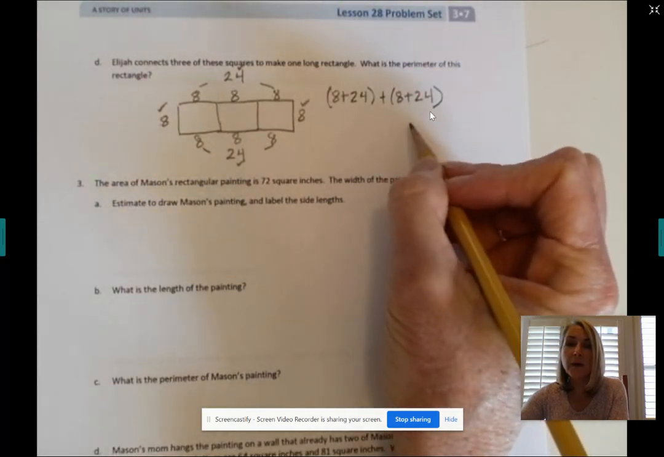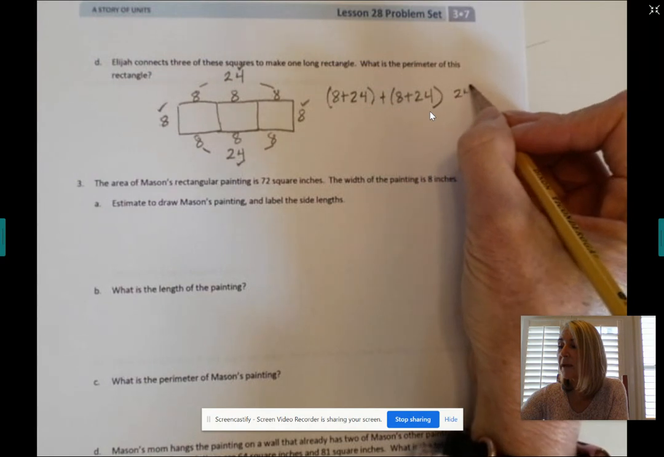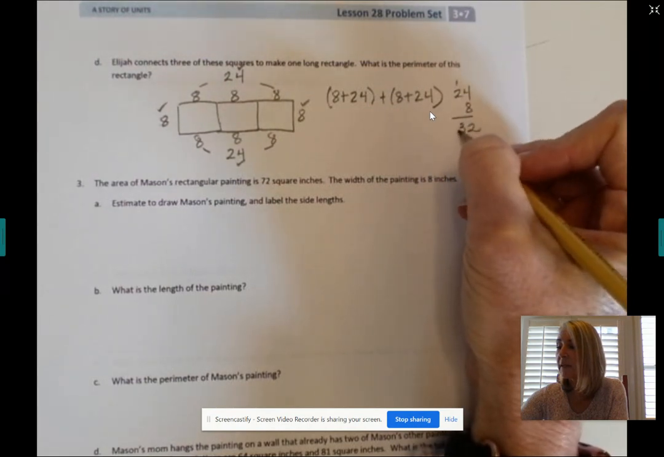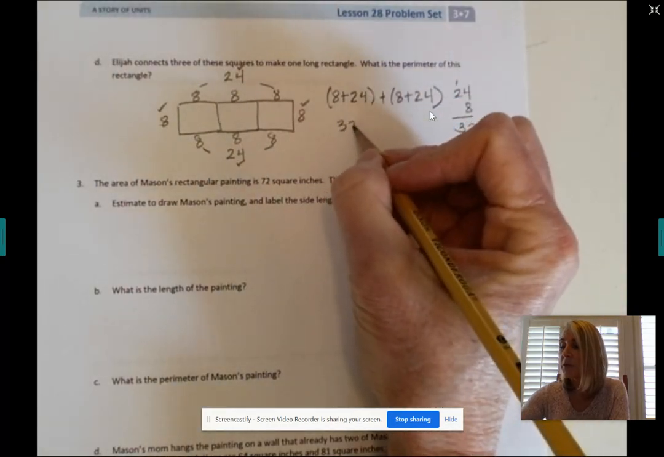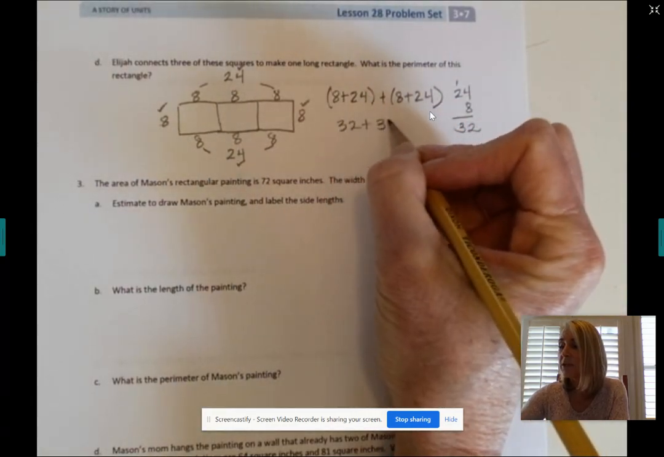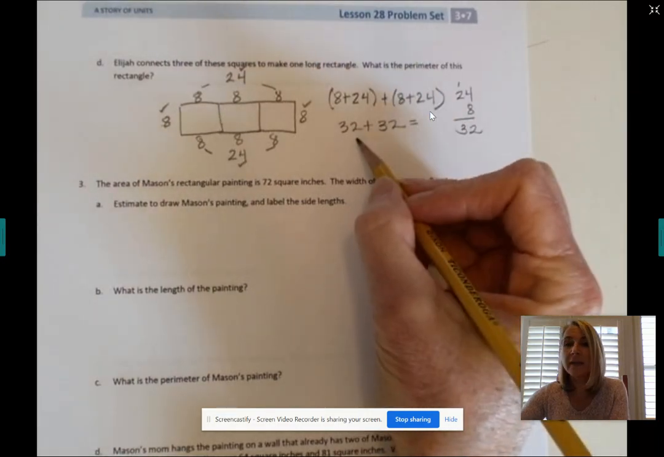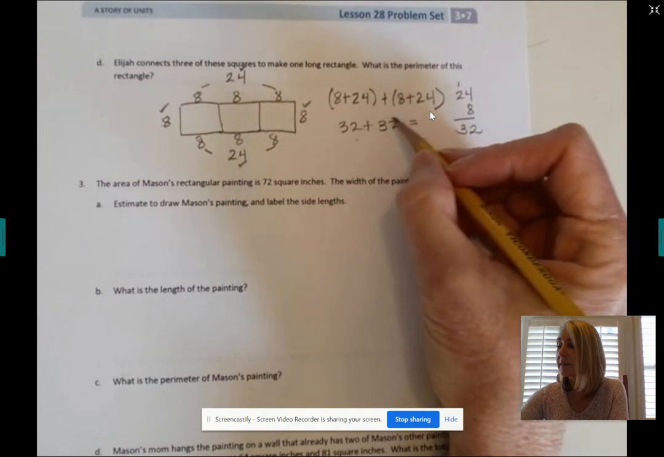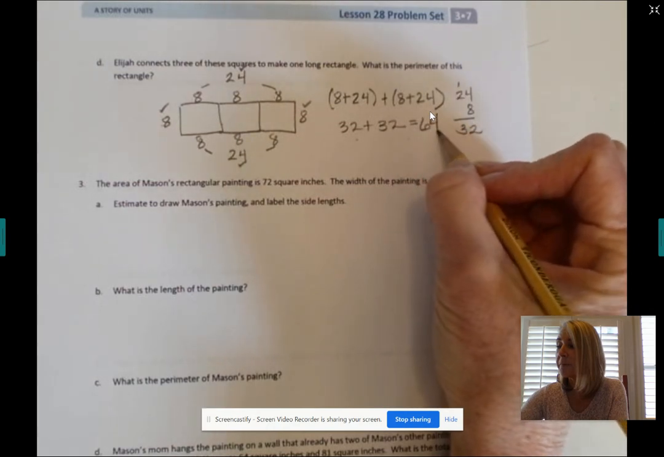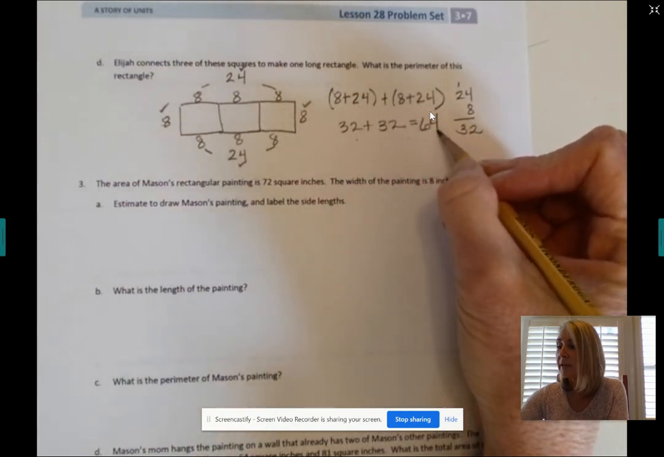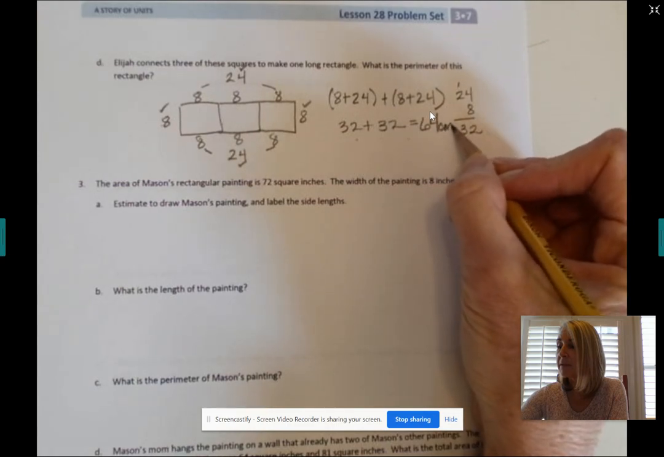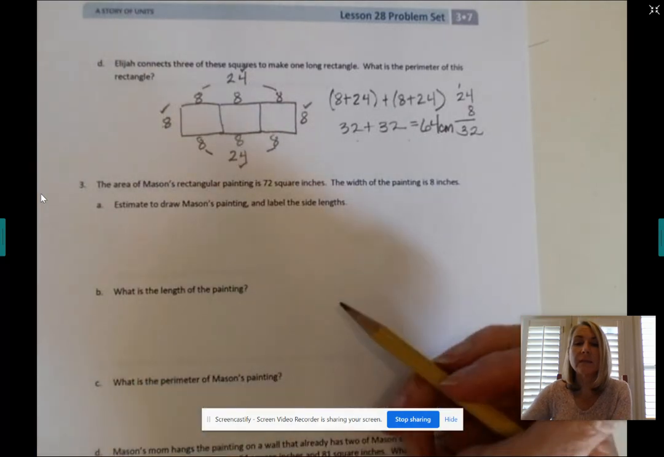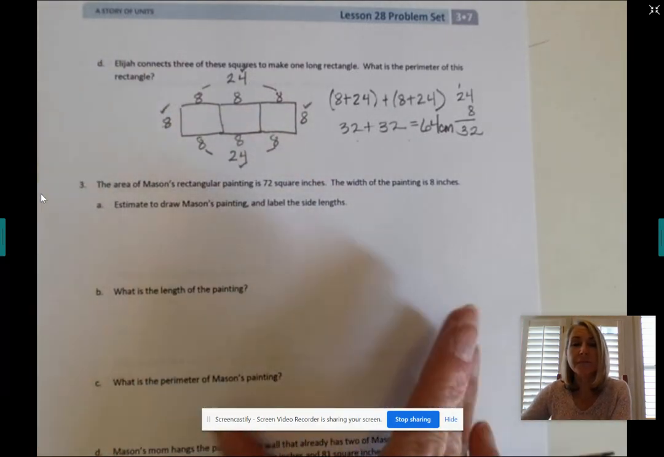Now this is going to require some regrouping, so I'm going to go ahead and do it off to the side like I always do. You guys know me, I like to be careful. So 32 plus 32. And then here, no regrouping there. 2 plus 2 is 4 and 6. So 64. And I believe he was working in centimeters. So the perimeter of this figure is 64 centimeters.